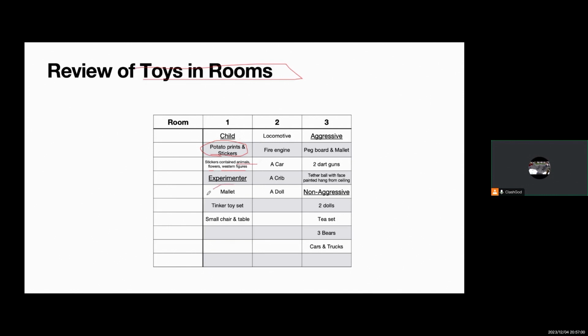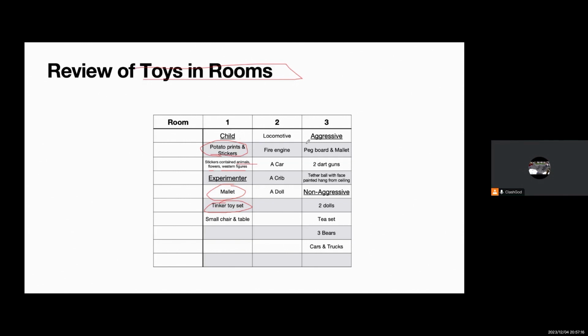The experimenter is, of course, given a mallet to hit the bubble doll with. They're also given a Tinker toy set, and these 2 are the more important ones. A mallet and a Tinker toy set. So for the non-aggressive model, of course, they just play with the Tinker toy set for all 10 minutes.